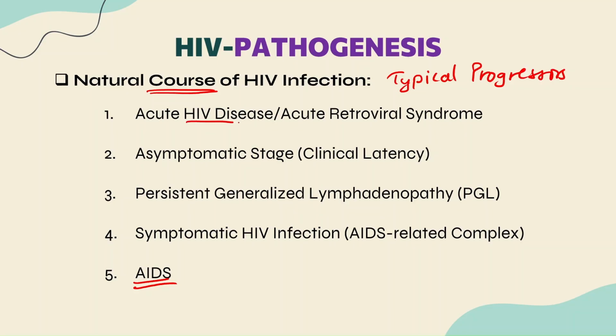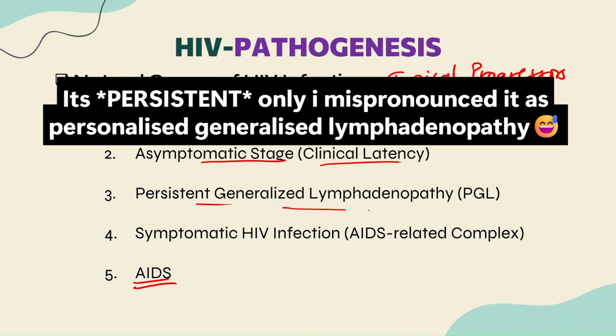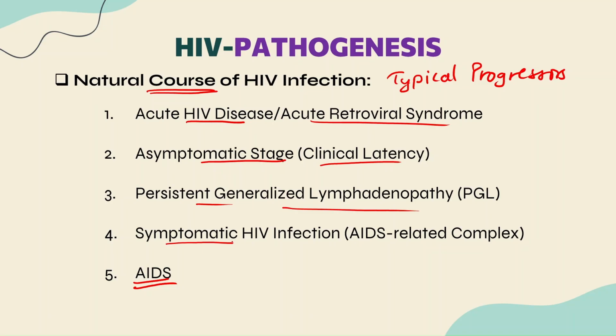First stage is the acute HIV disease, also called acute retroviral syndrome. Second stage, followed by this first stage, there is an asymptomatic stage, also called the stage of clinical latency. Then there would be persistent generalized lymphadenopathy. Then the fourth stage, where the person starts developing symptoms, is called symptomatic HIV infection. It's also called AIDS-related complex, and ultimately, if not treated, the patient will land up in the last stage, the advanced end stage of HIV infection, and that is called AIDS. So these are the stages.